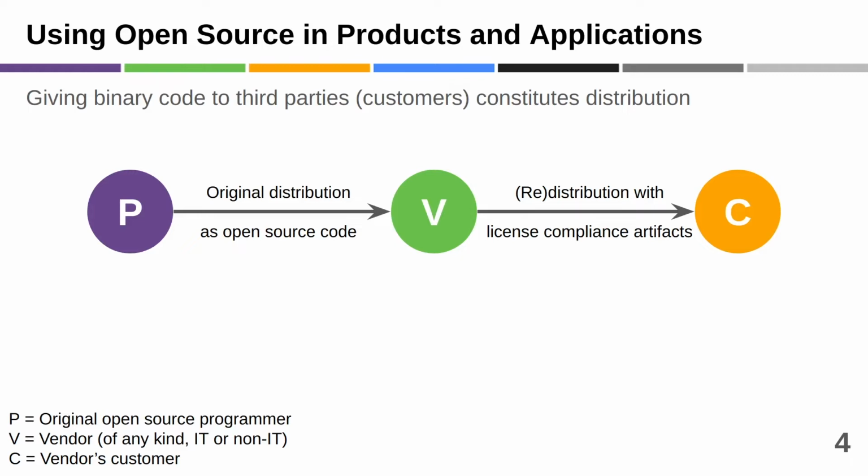Here's a schematic depiction of that. There's an open source programmer P who decides that their code should be open source, so they put it on the web, that's the original distribution, under an open source license. Some vendor V picks it up, thinks that's a great component, uses it in their products, and sells on their products to customers. In that situation, the vendor then has to fulfill the license obligations if they want to be legally correct, complying with the license, and want to be allowed to use the open source code of P. Only if V, the vendor, fulfills the obligations do they actually have the right to provide the open source as part of the product to a customer C.